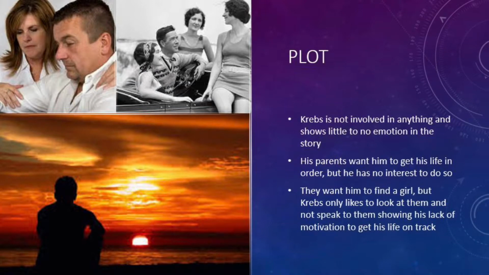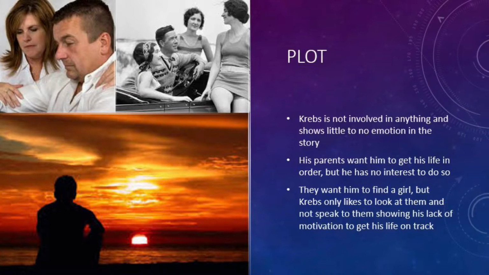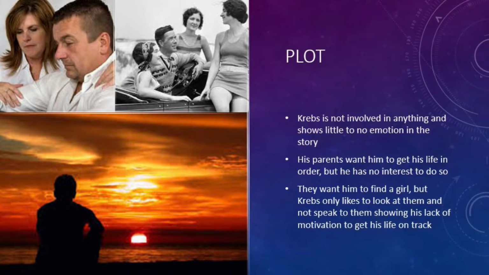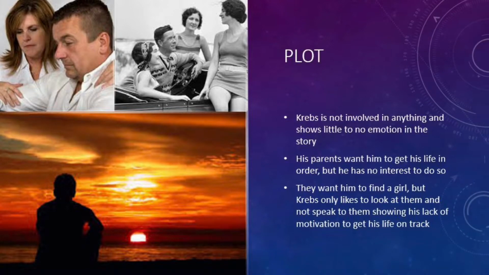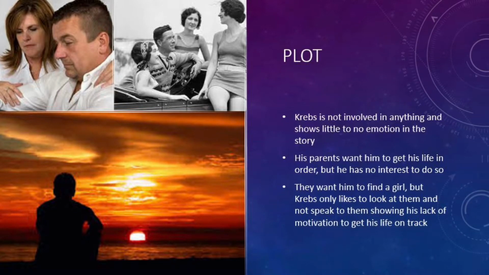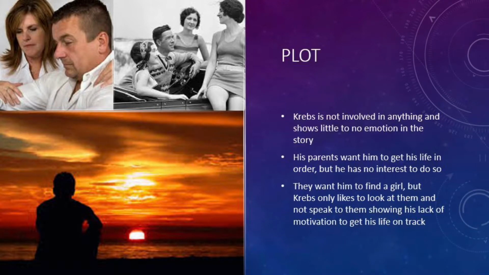His parents are very concerned and try to push him by offering his father's car so that he can get out more. They suggest getting a job and finding a girl to marry, like all of the other men. Krebs does not want to get involved with the girls in his town because he claims that it is too much work, and he also says that German and French girls are easier because they don't talk much.